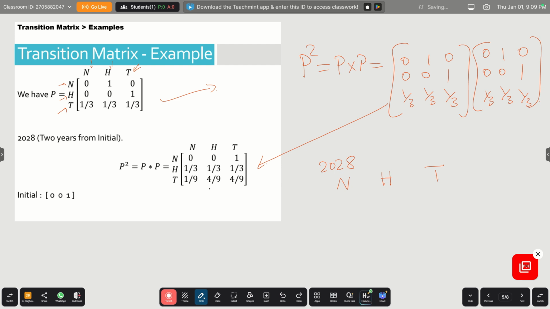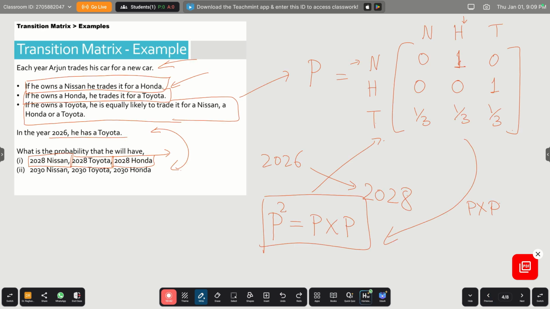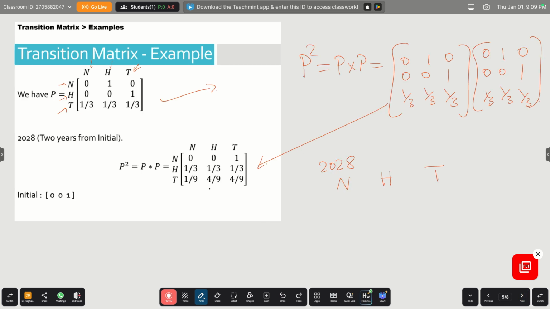In 2026 he has a Toyota. That is the third state. First state is Nissan, second state is Honda, and third state is Toyota. So the initial vector is 0, 0, 1. Suppose he had Honda in 2026, this would have been 0, 1, 0. Since he has Toyota, Toyota is the third state. In the third position, you will have 1. In other positions, you have zeros.